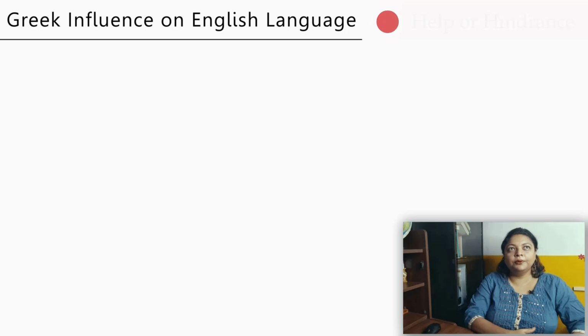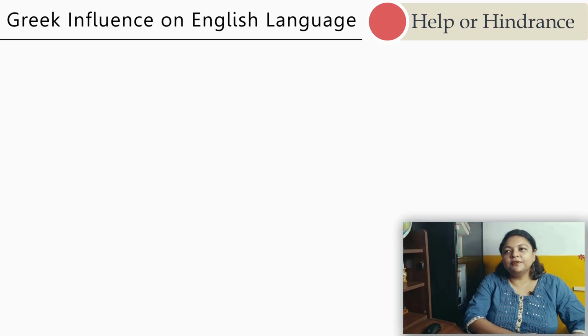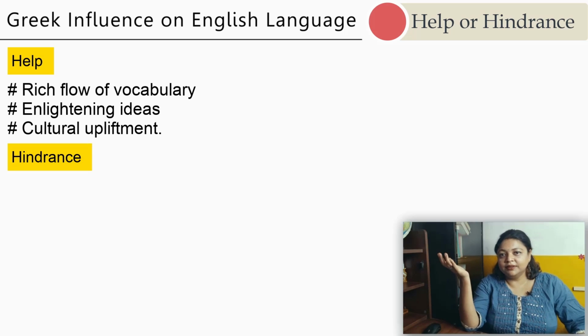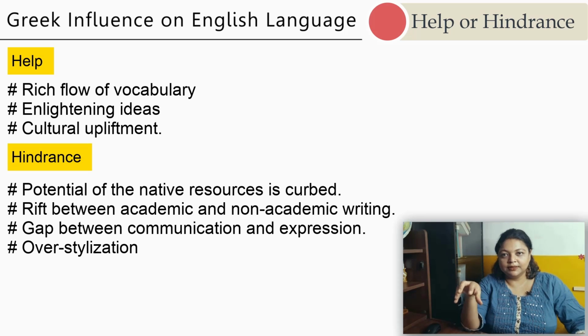So what is it? A great help to the English language? Sometimes we feel that when one language influences another language, it's helping. But with every help, there comes a price. The English language was developing under these influences, especially classical influences. But this development stunted the growth of native resources.